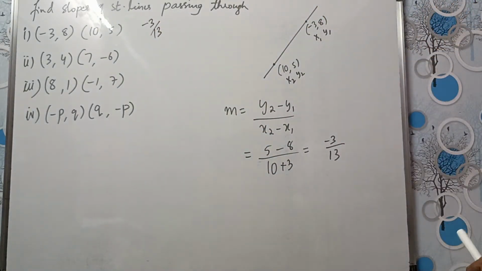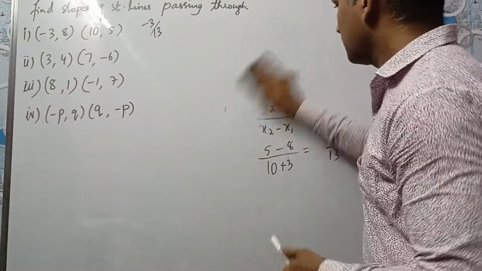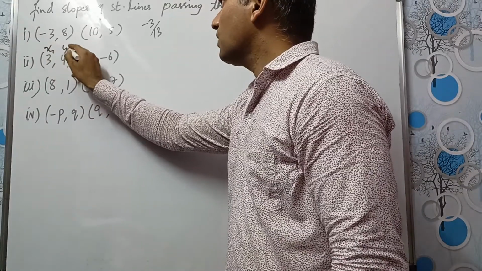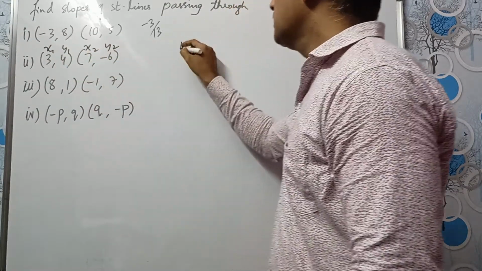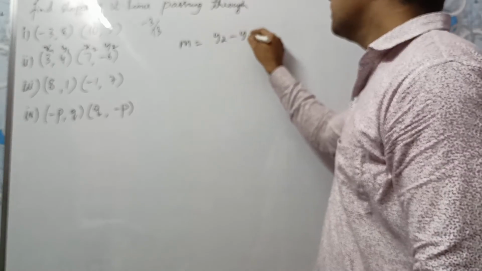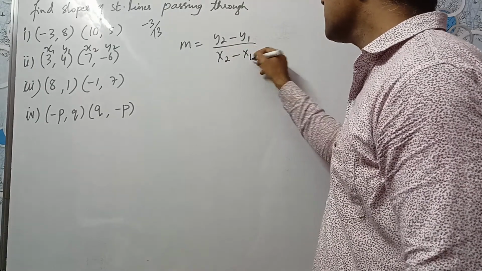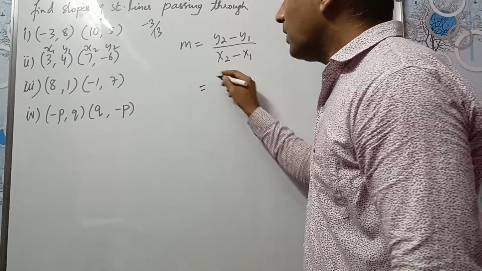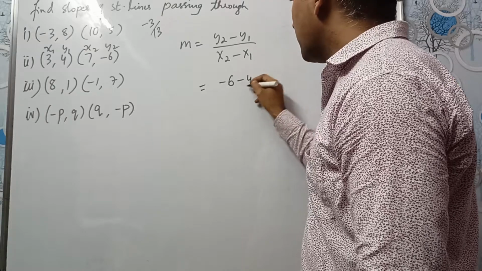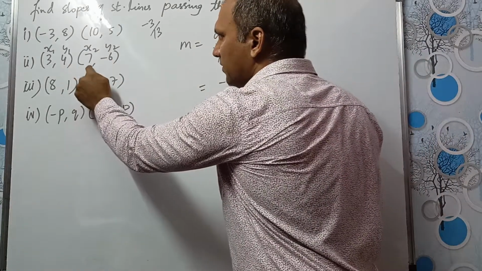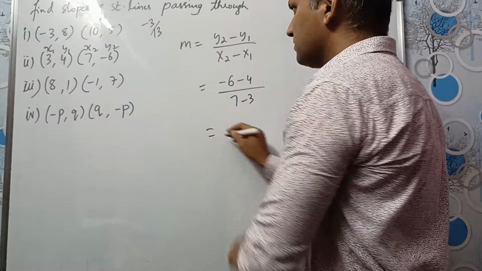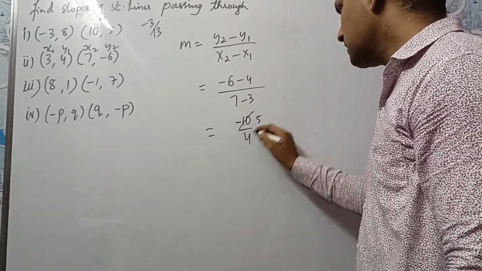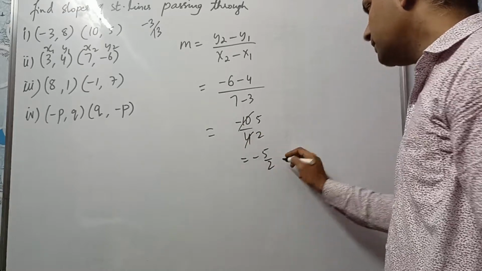Now let us find the slope of the second problem. If you take this as x1 y1, this as x2 y2, what is slope? y2 minus y1 by x2 minus x1. You can write y1 minus y2 by x1 minus x2 also. y2 is minus 6 minus 4 divided by 7 minus 3. Minus 10 divided by 4, cancel this, minus 5 by 2.